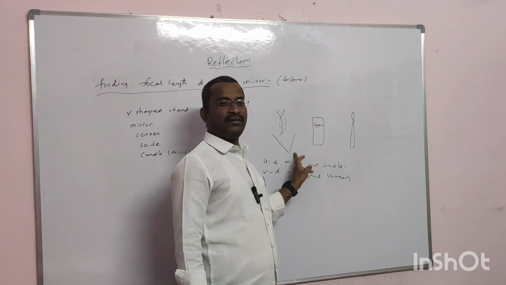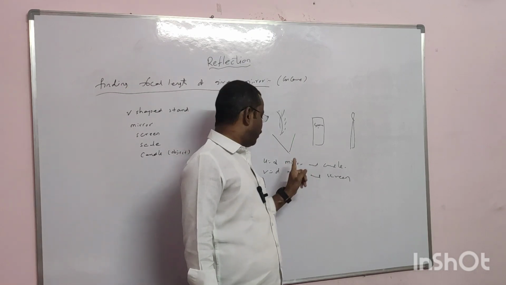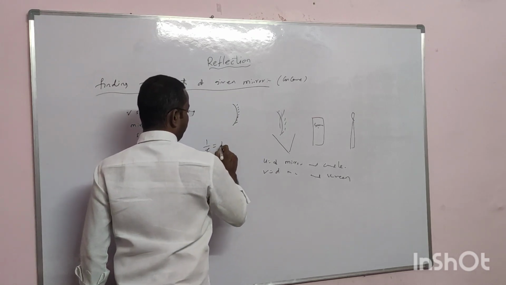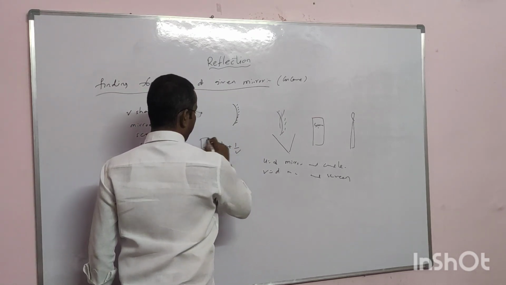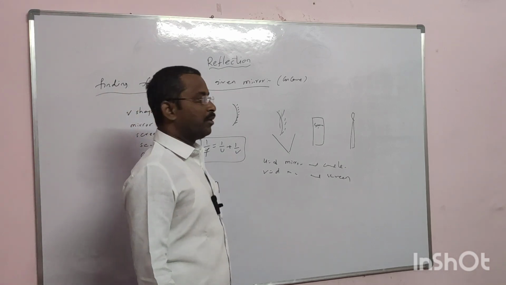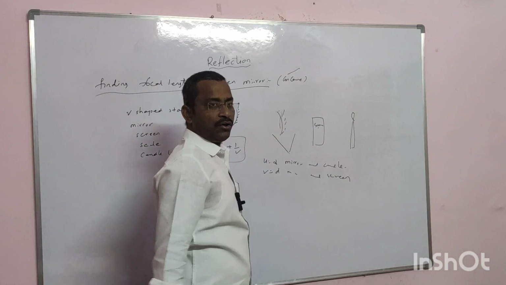And again, find the distance between the mirror and the screen, which works as V. Then substitute the values: 1 by F is equal to 1 by U plus 1 by V. So do we apply the sign? Compulsorily you need to apply this sign convention because clearly he mentioned it's a concave mirror.